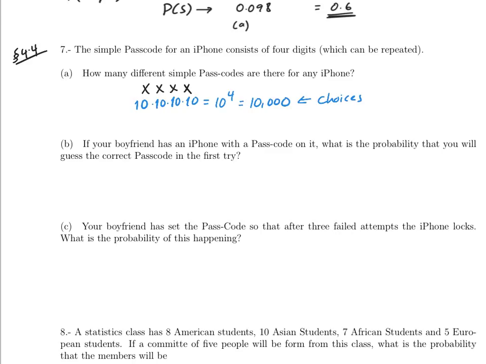So the next part says, if your boyfriend has an iPhone with a passcode on it, what's the probability that you will get the correct password on the first try? It will be just 1 over 10,000. That's it.